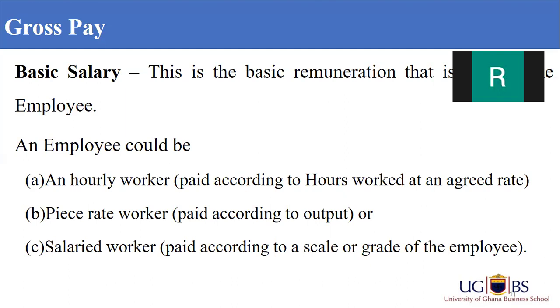And then the rate is also based on an output that has been produced. If let's say you are being paid 1 Ghana cedi per unit, right? And you produce, let's say, 1,000. Then 1 times 1,000 is going to give you your total basic salary based on the piece rate method. And then the salaried worker on a grade means that there are some grades of salaried workers that receive a fixed amount. So anyone in a particular grade will receive the same amount of basic salary or basic wage.